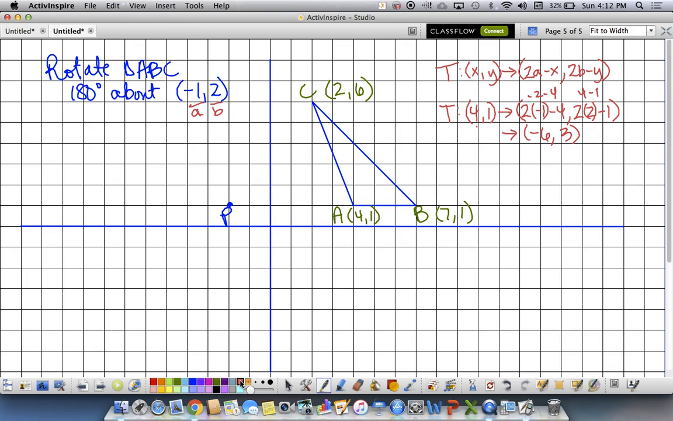So 3, 4, 5, 6. There's my A prime. Okay? Negative 6, 3.